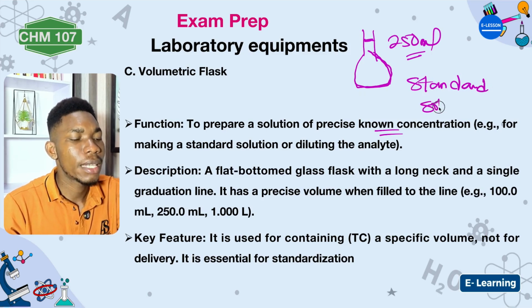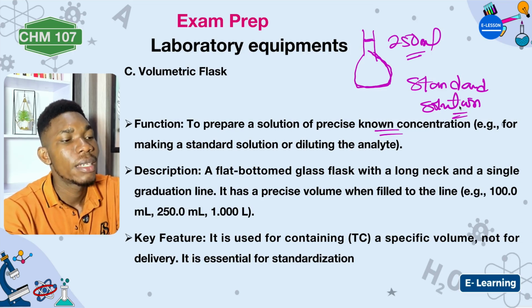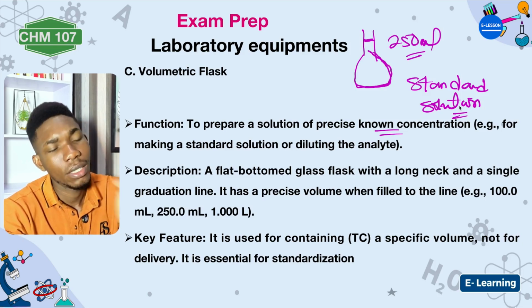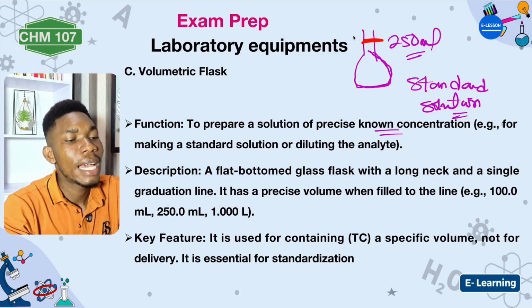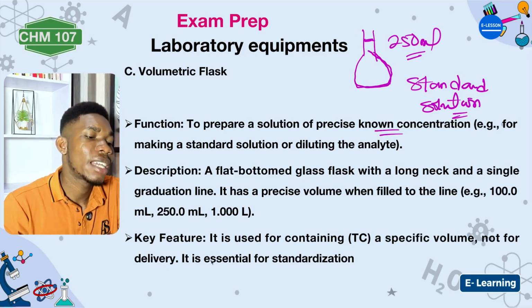Now, which is used to prepare standard solution, my dear student? A volumetric flask is what is used to prepare standard solution, which is a solution of known concentration, or it is also used for diluting analyte. A flat-bottom glass flask with a long neck and a single graduation line. That's what I'm trying to tell you, that it has just a single calibration. It has a precise volume when filled to the line. It is used for containing a specific volume, not for delivery. It is essential for standardization.